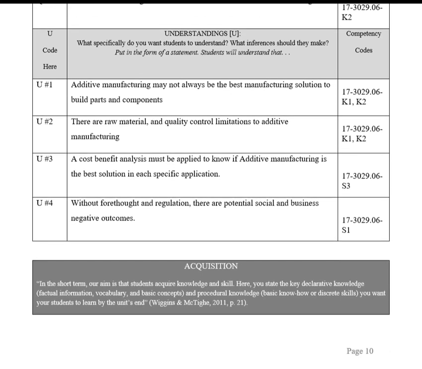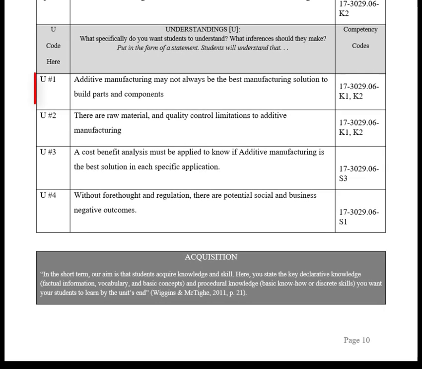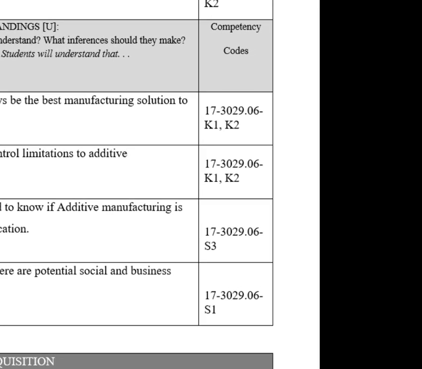What specifically do you want students to understand? What inferences should they make? And this is more in the form of a statement. And you could always start it off with students will understand that. In this case, my understanding number 1, additive manufacturing may not always be the best manufacturing solution to build parts and components. All right, and of course, again, in the right-hand column, you'll see which competency this understanding correlates to. And notice this one has 2 competencies it correlates with. It doesn't have to be a single competency, and that's throughout this. So you can see this one correlated with knowledge 1 and knowledge 2.